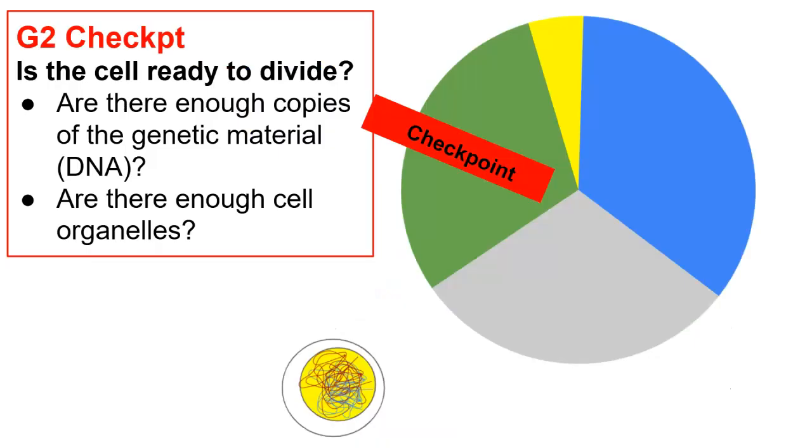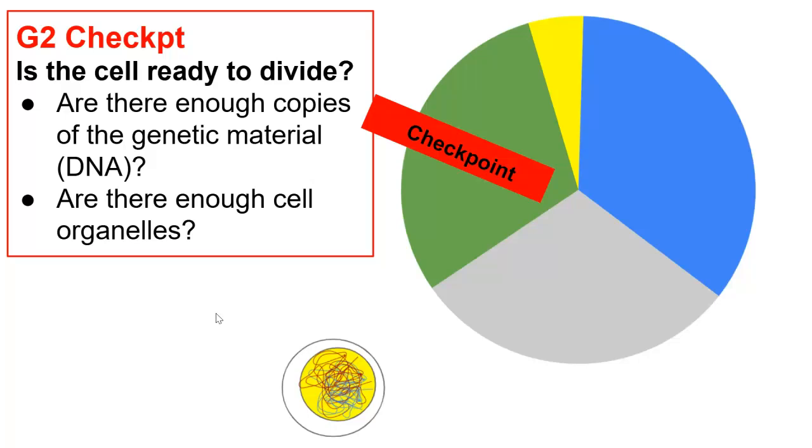All right, and then the third checkpoint protein is in G2, okay? Again, there are lots of other checkpoints along the way, but these are 3 that we're bringing up. In G2, we are preparing for mitosis, and a lot of things have happened up to this point. So the G2 checkpoint protein is asking the question, is the cell ready to divide? Are there enough copies of the genetic material, right? Are there enough copies of the DNA? And are there enough cell organelles? Okay, we need both of these bullet points. We need enough DNA for 2 cells, and we need enough organelles for 2 cells.